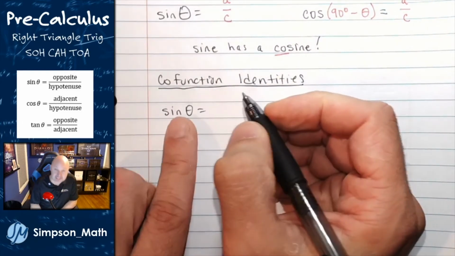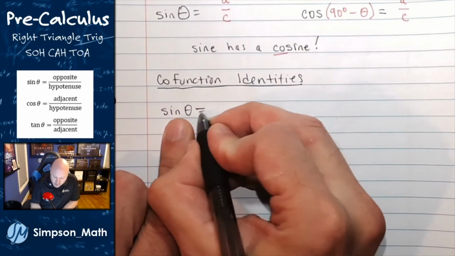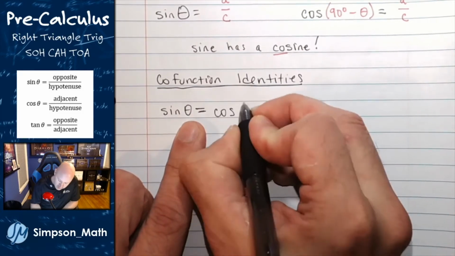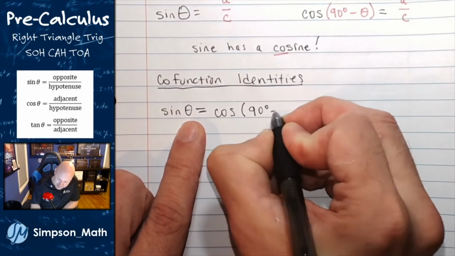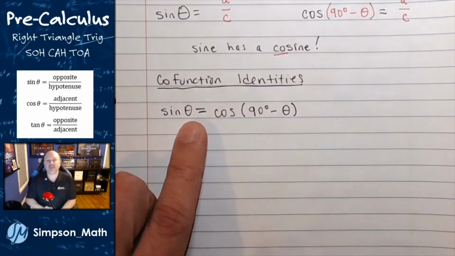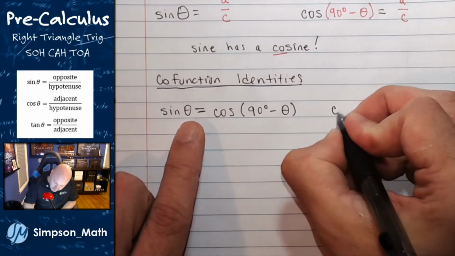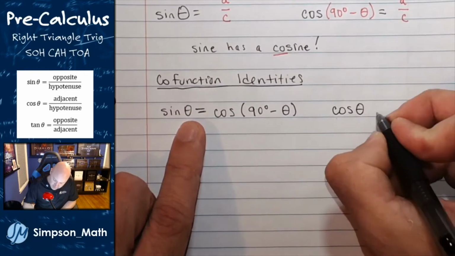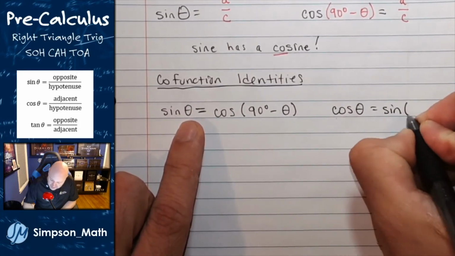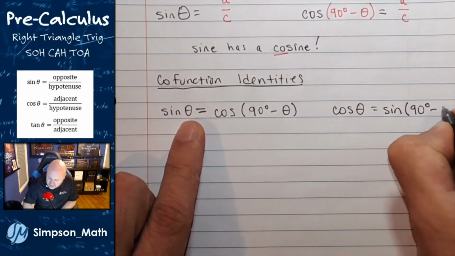All right, sine of theta is always equal to cosine of 90 minus theta. That's always going to be true. And it goes the other direction. Cosine of an angle is equal to sine of 90 degrees minus theta.